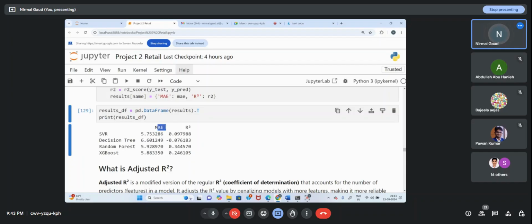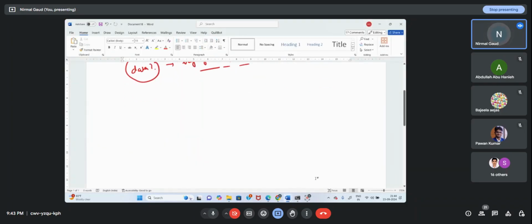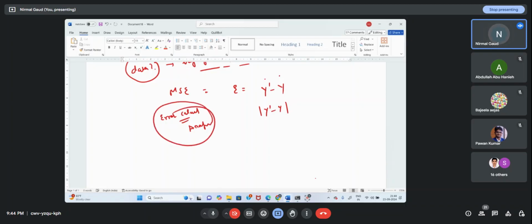This is MAE, mean absolute error. Above, in the case of linear regression, I calculated MSE, mean square error. What is the error? Error is y dash minus y, that is predicted minus actual. Absolute error means the mod of this. Error calculation is the way to do the analysis in the data. This is how we perform model evaluation. So error calculation is everything.